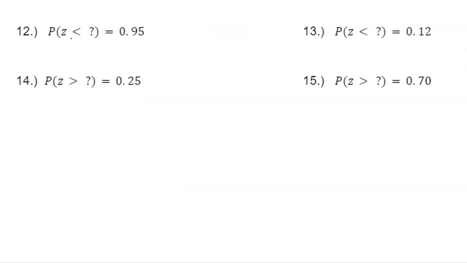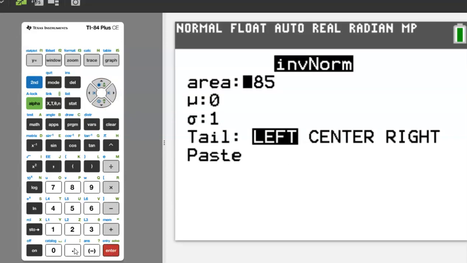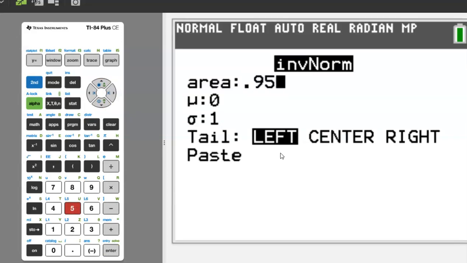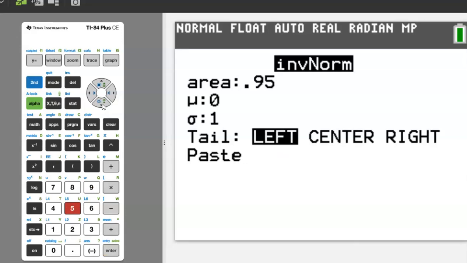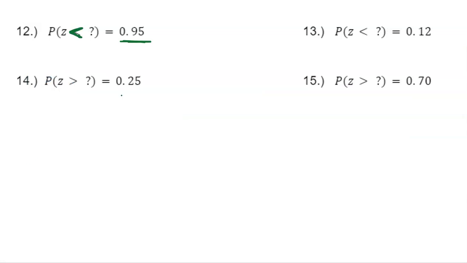Let's look at this first one. We're trying to find a z-score that has 95% below it, less than points to the left, so 95% below. So fast and simple. Invert norm, not invert t like I've already done once. Put 0.95 below. Obviously, I could do 0.05, that'd be the 5% to the right, but I'm always going to stick with left. And I get the z-score 1.645. So a z-score of 1.645 has 95% below it.